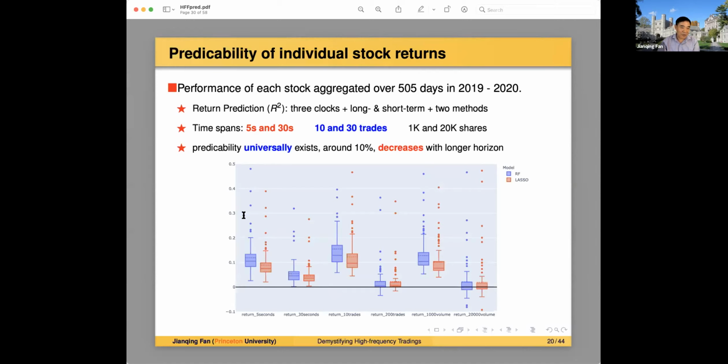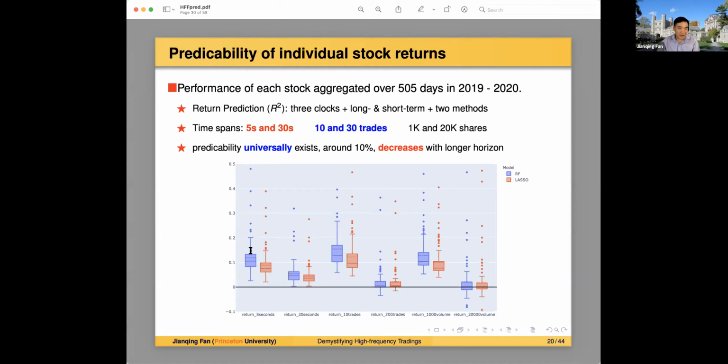So I have 505 stocks. I have 101 stocks. So this is the distribution of out-of-sample R squares for 101 stocks, and this is using random forest, and this is using lasso. So apparently random forest slightly outperforms lasso. And this is for 5 seconds return, a relatively short return, but it's also pretty long in the high frequency world. And this is for 30 seconds return.